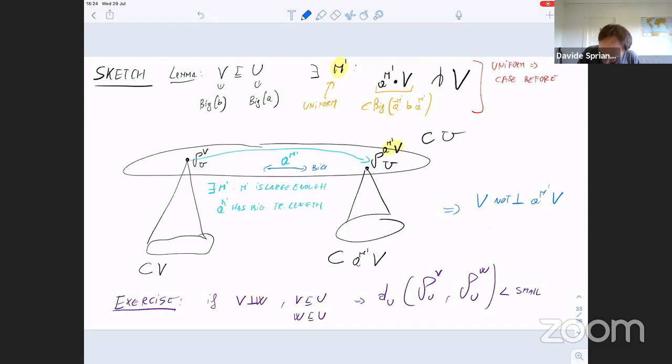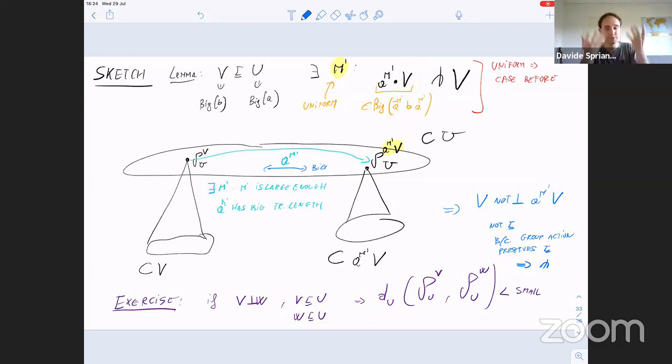Also, we have that it cannot be nested because the group action preserves nesting, and also you would have some contradiction, so it has to be orthogonal. And now we are in the case of before. So this is really a simple case.